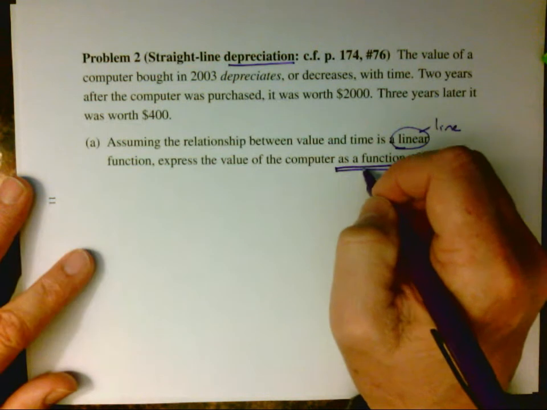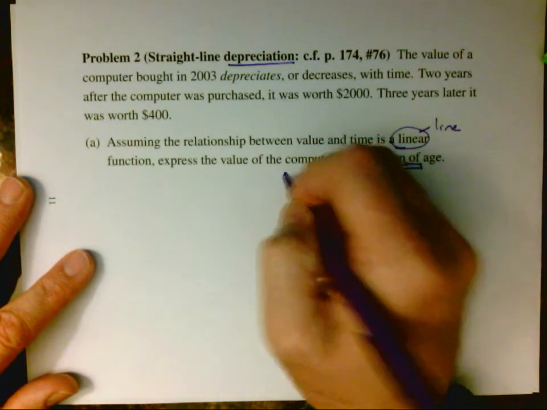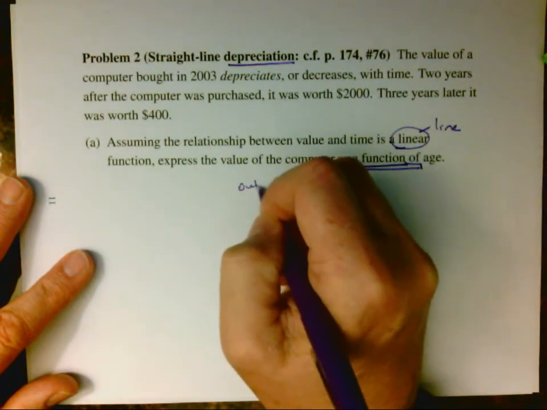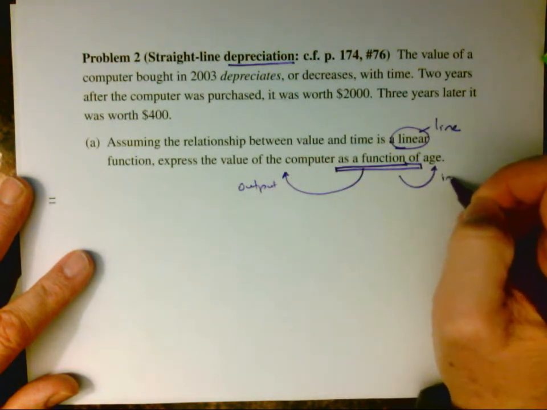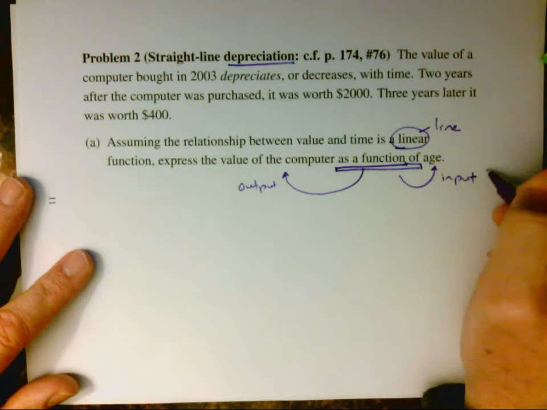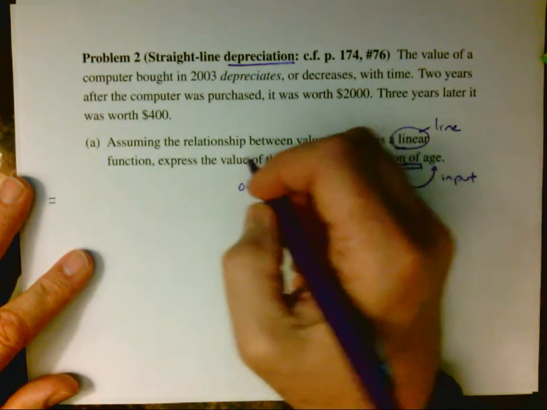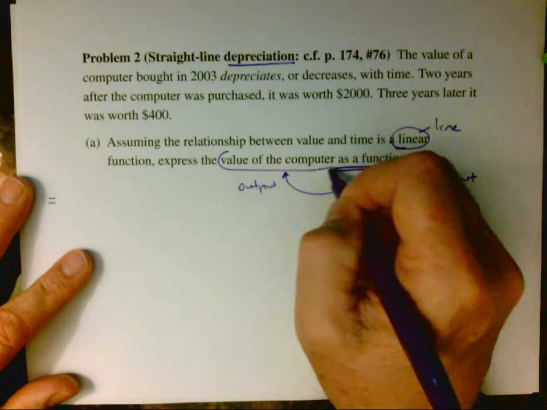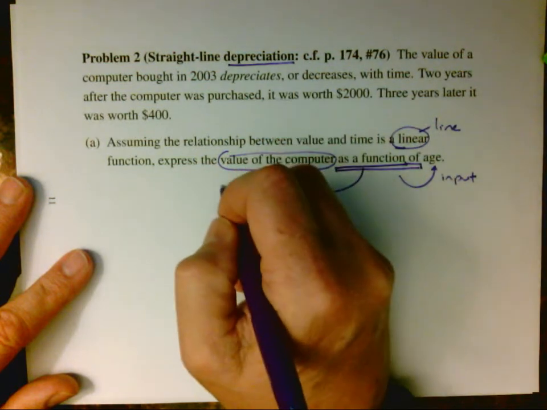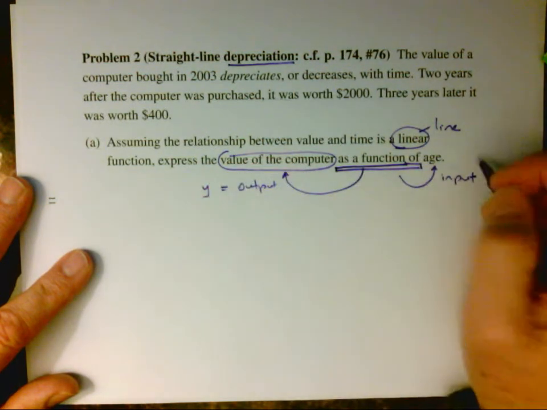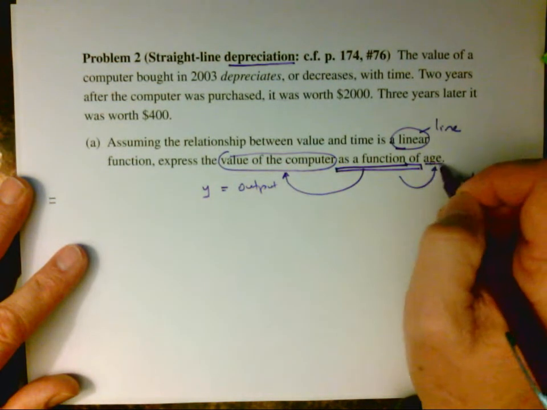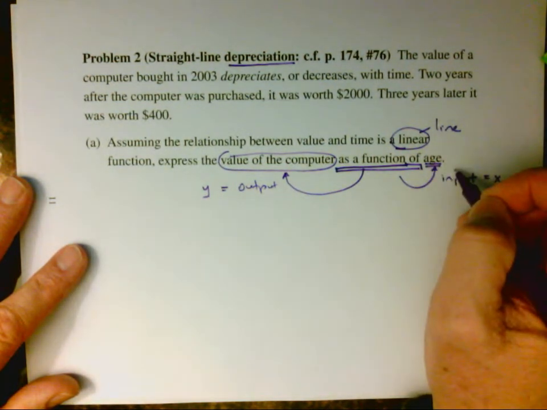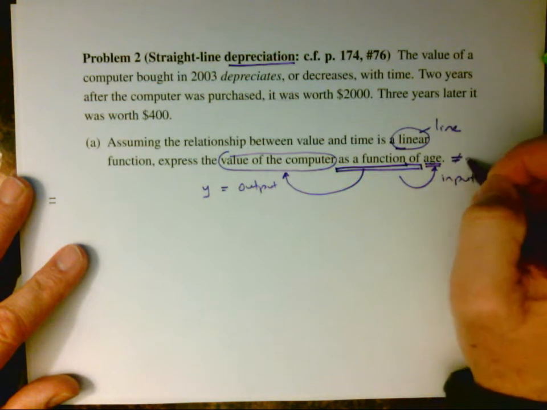That means you look back here and you find the output. You look over here and you find the input. Okay, so value of the computer is going to be the output. We may as well call that the Y. And input is the X. And notice input is the age, it's not the year. So that does not equal the year.